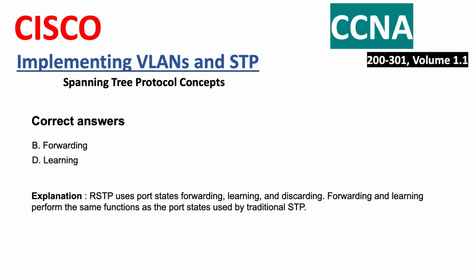Correct answers: B. Forwarding and D. Learning. RSTP uses port states forwarding, learning, and discarding. Forwarding and learning perform the same functions as the port states used by traditional STP.